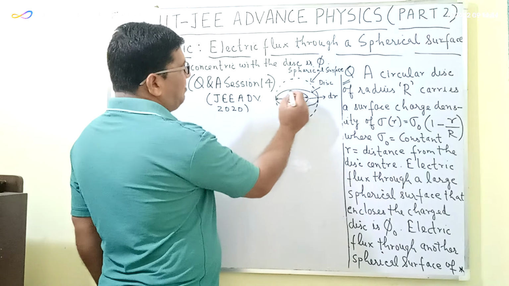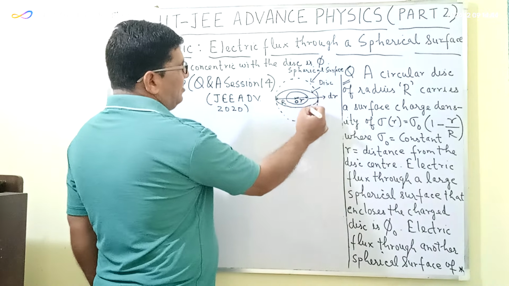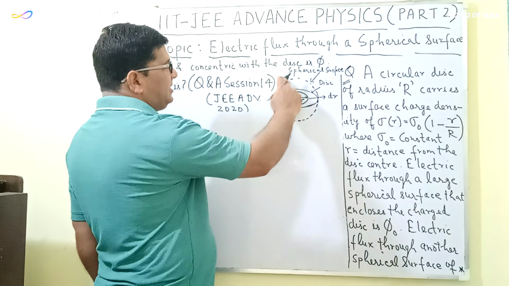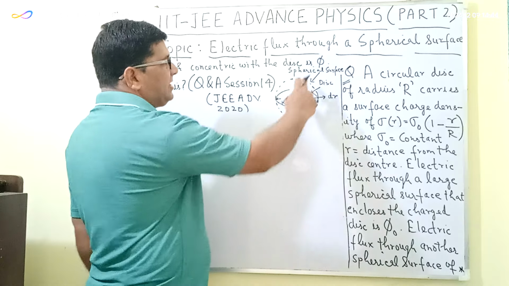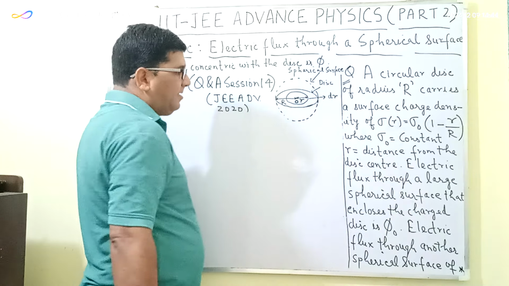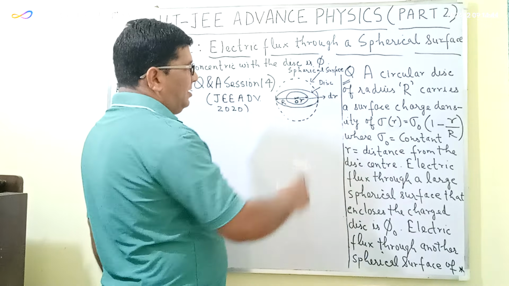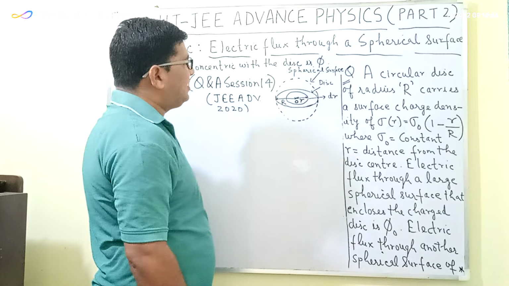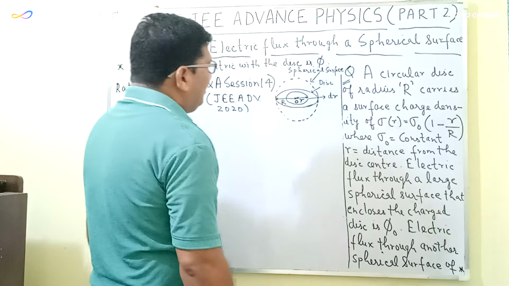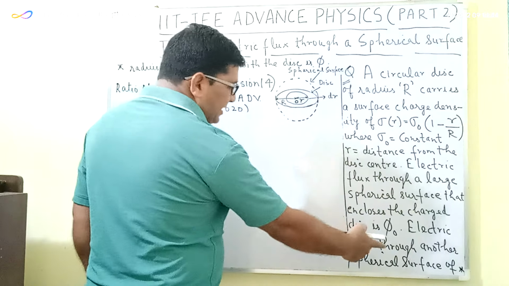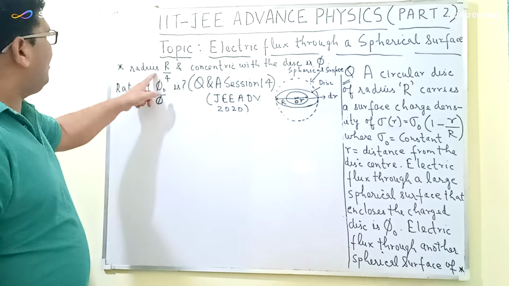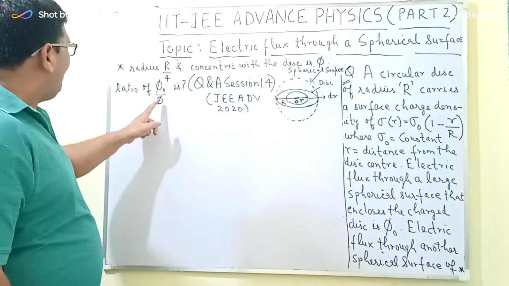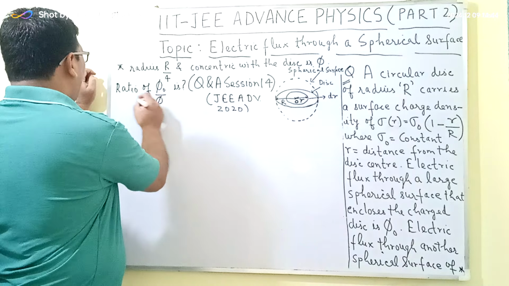So this black circle is the disk which I have made here, and these dotted lines depict the spherical surface which is enclosing this disk, and the flux which is passing through this spherical surface is equal to phi naught. The electric flux through another spherical surface of radius R by 4 and concentric with the disk is phi. So the ratio of phi naught upon phi is what we have to find here.